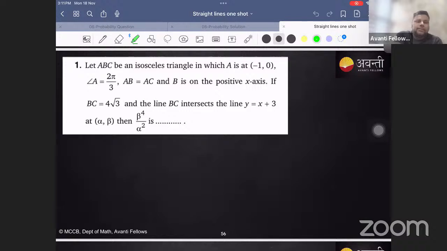All right. So today we will do a few questions which have been there in previous year papers of JEE Mains. So start with this one.